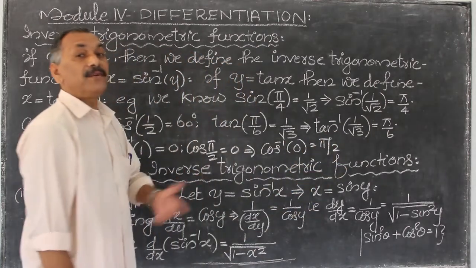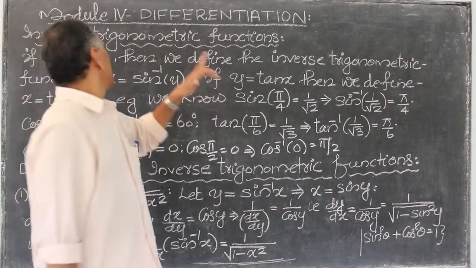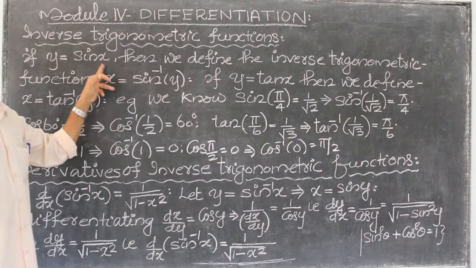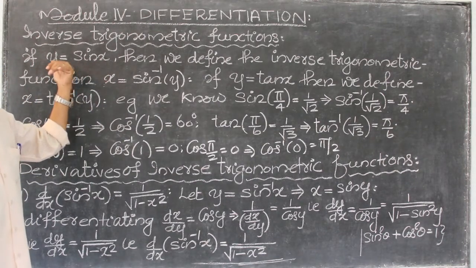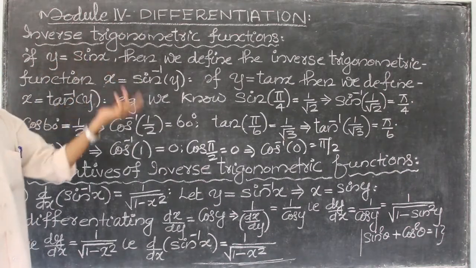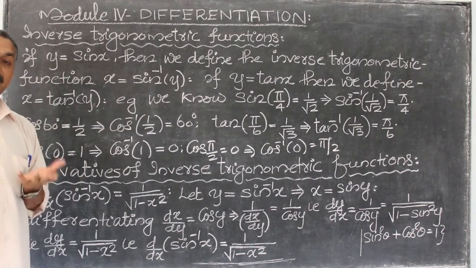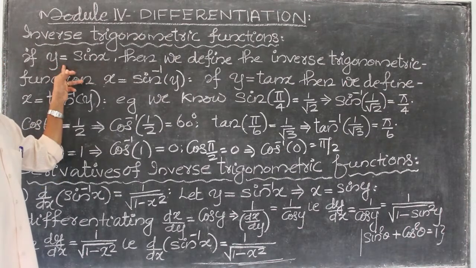Okay? And that's inverse differentiation. What do you mean by inverse trigonometric function? If y is equal to sin x, in this case, x is an angle and y is a real number. Sin 45 degree, sin 60 degree, sin 30 degree, sin 0 degree, sin 135 degree, sin 180 degree. Now y is equal to sin x, a real number.